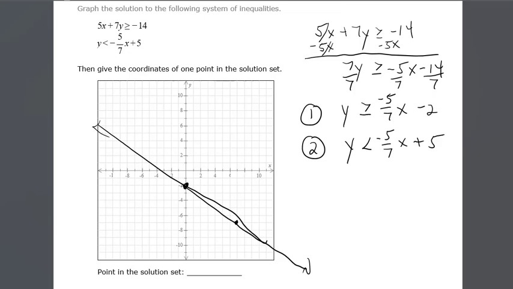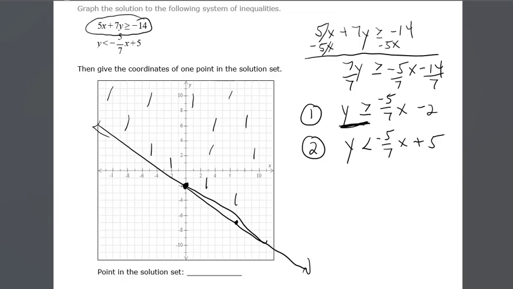And I'm going to indicate what side I would shade by reading from my variable. The values of y are greater than. So if it's greater than, that means it's going to be above. So all those points above that boundary line are solutions to the first inequality.